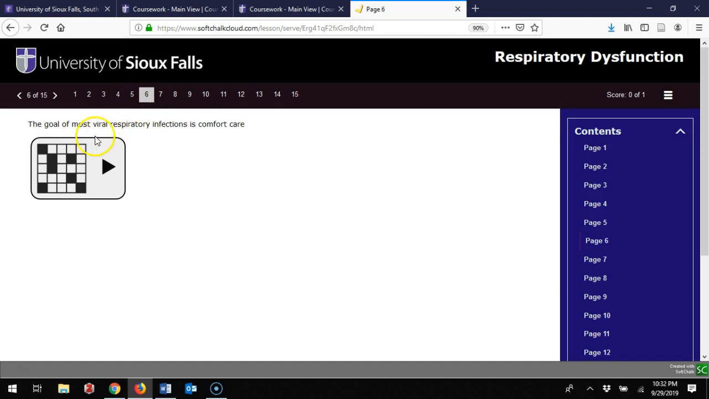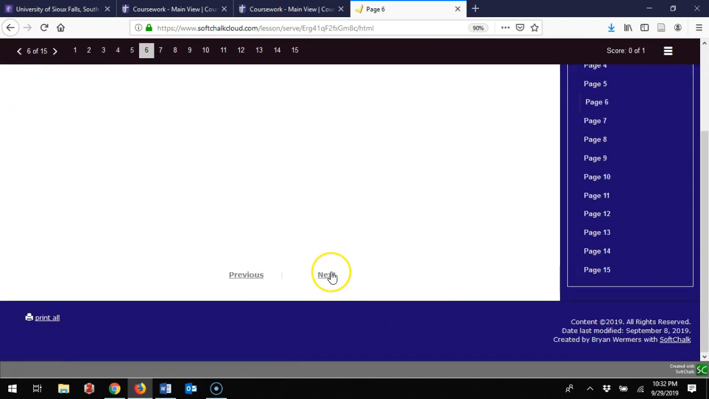So within this one, I want you guys to do all these crosswords to kind of learn about comfort care and work with that.